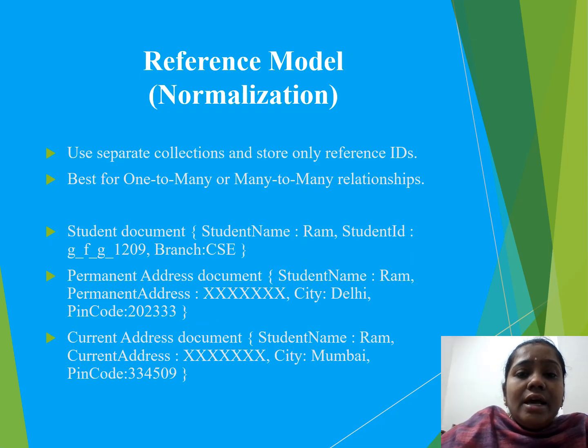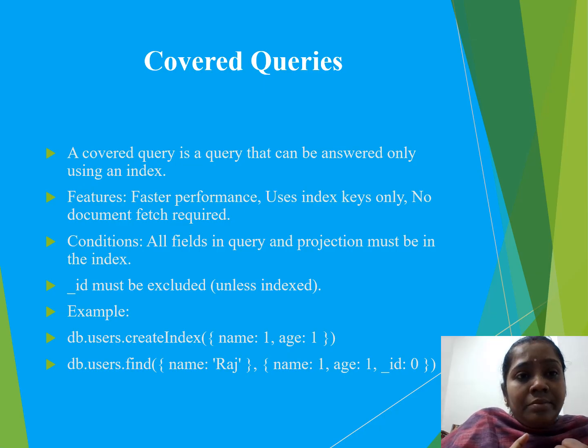The next is the normalization method, which is used as a reference model. This implementation method is used for separating the collections and we store only with the help of reference IDs. It is used for one-to-many relationships and many-to-many relationships. The examples are given with a student document, permanent address document and current address document. Each document has a unique ID that can be used to normalize the future reference of the document along with the current address document. So we have covered what is meant by functions, what are relationships, and the implementation methods in NoSQL. Now we are going to see about the covered queries.